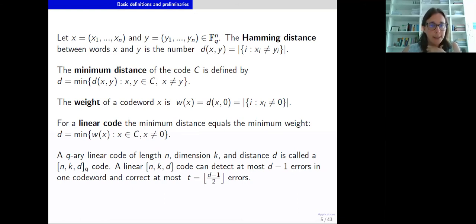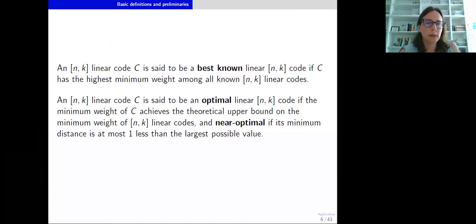A linear [n, k, d] code can detect at most d-1 errors in one code word and correct at most (d-1)/2 errors. Okay, so linear codes with specific parameters can be said to be good. In what sense? We can speak about best known or optimal linear codes. What does it mean? If you have an [n, k] linear code, this code is said to be a best known linear [n, k] code if it has the highest minimum weight among all known [n, k] linear codes.